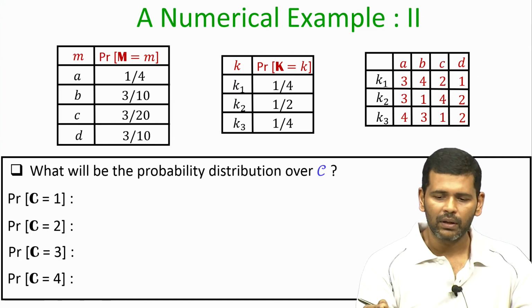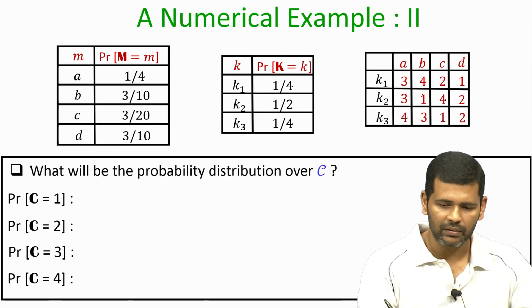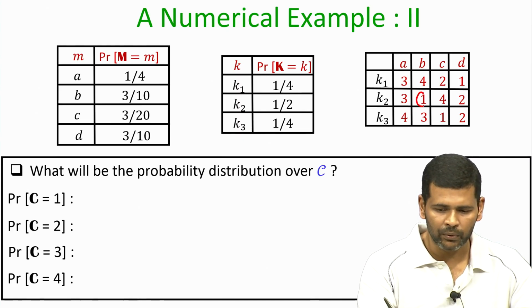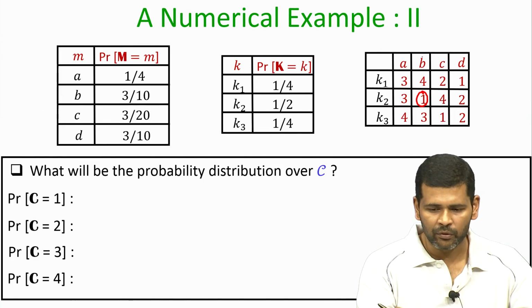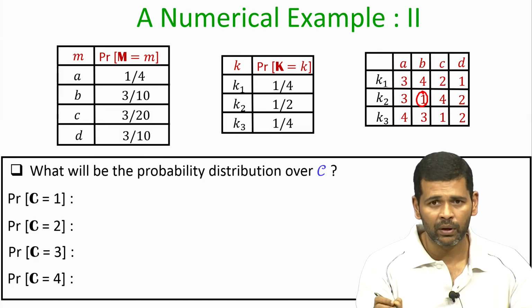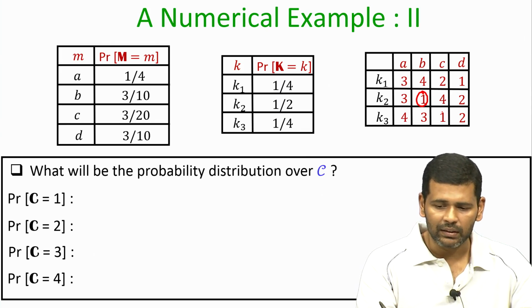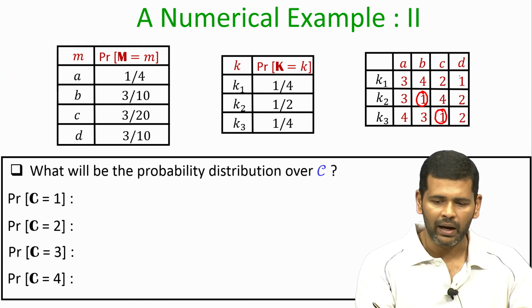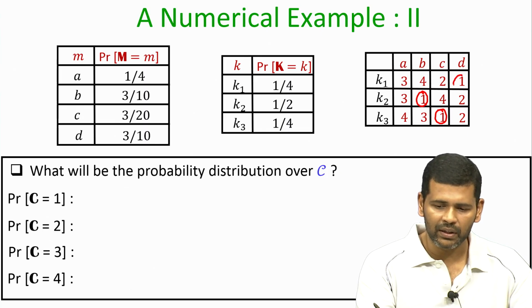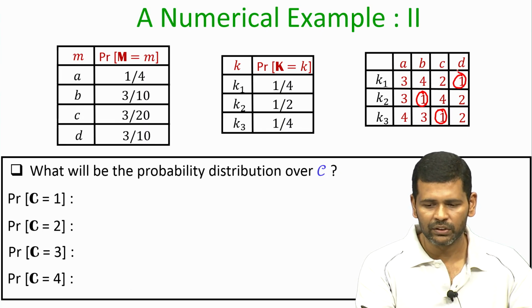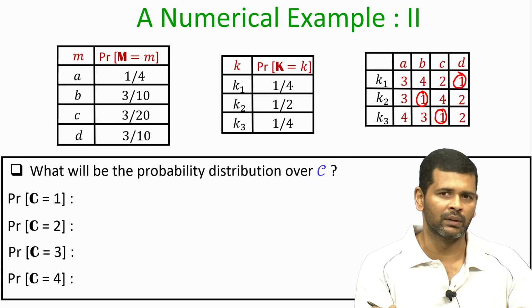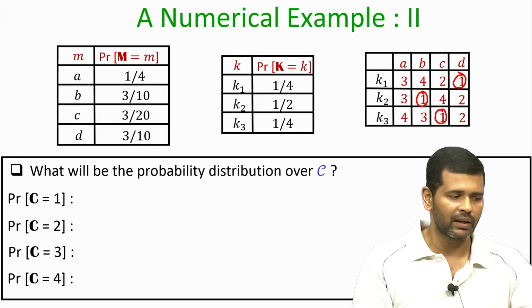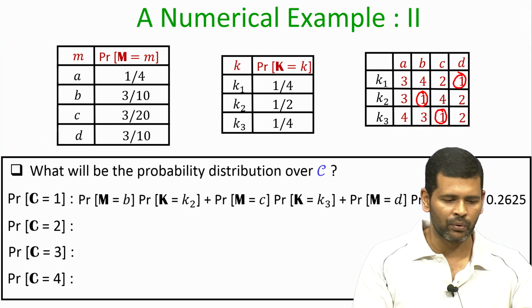Now if you see the encryption matrix, the ciphertext could be 1 if the plain text is B and the key is K2, that is one condition under which the ciphertext will be 1. The other condition is when the plain text is C and the key would have been K3, and the third condition is when the plain text is D and the key would have been K1. All these three conditions or events are independent of each other. So, we apply the sum rule here.